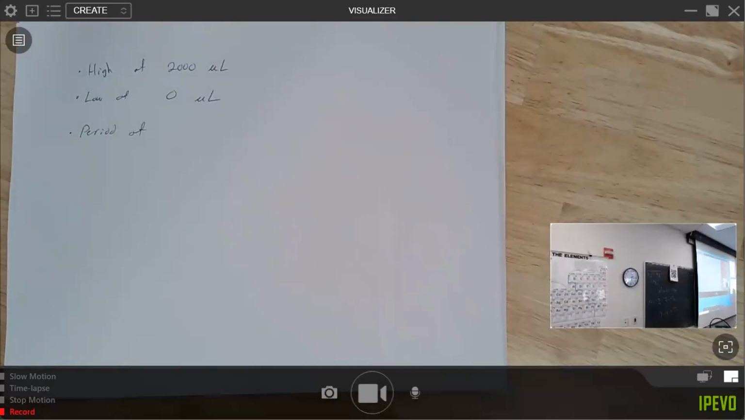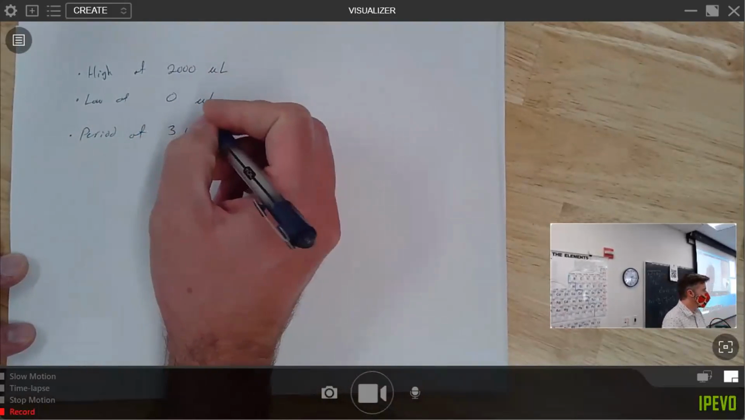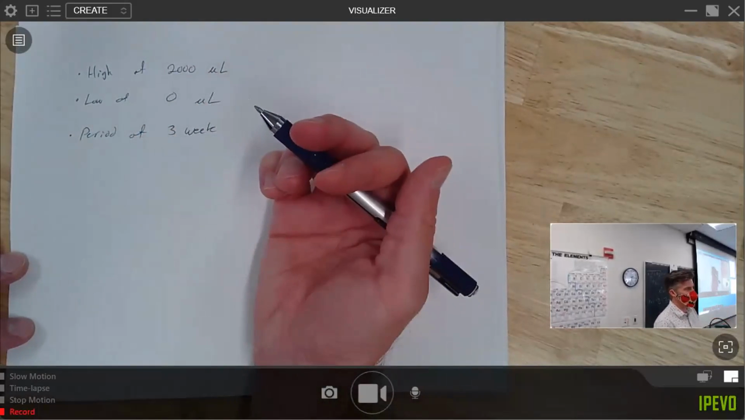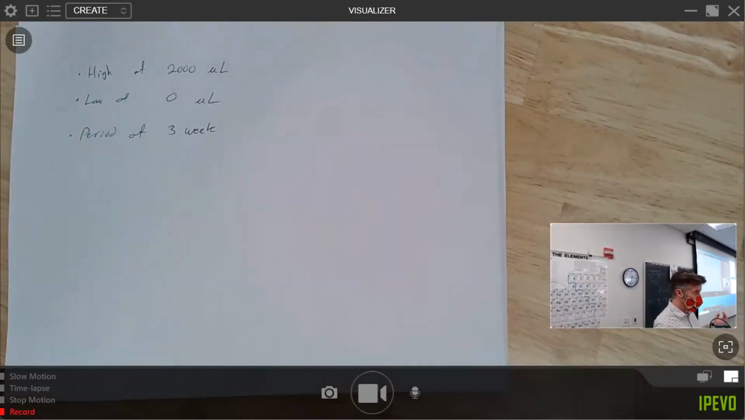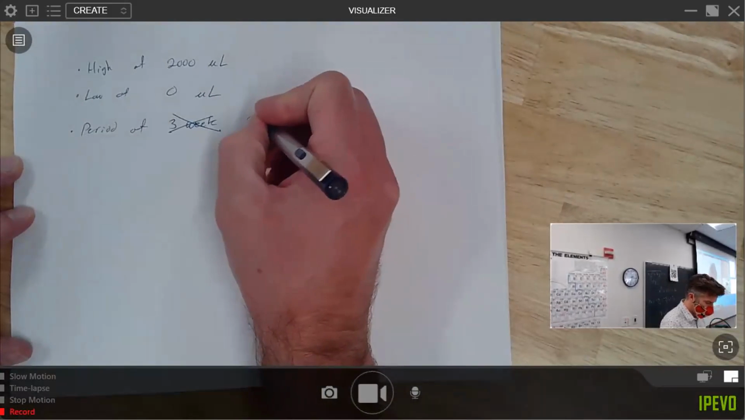So, for this one, we have a period of 3 weeks. And the thing is, I probably don't want my period to be 3. I feel like they want me to measure this in days. Not that I've read that yet, but let's go ahead and read it. Model the temporal dynamics of neutrophils in days. Yeah. So really, our period, we don't want it to be 3 weeks. We want it to be 21 days.